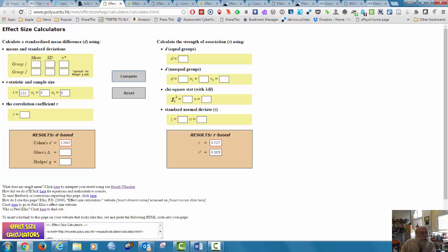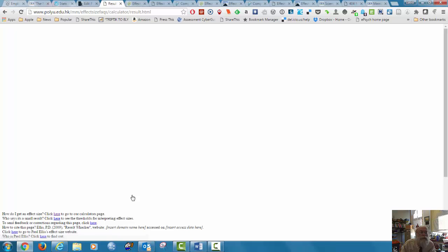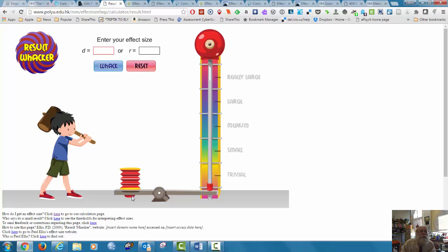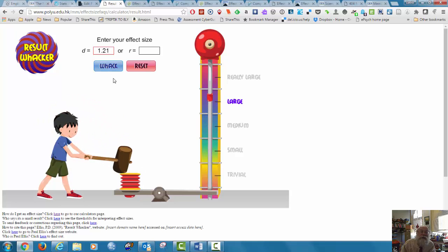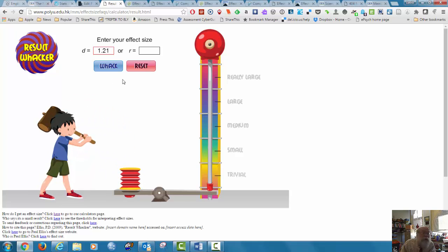What's neat here is you can find out what this means. You can go to the results whacker, and you would enter in your value of the d. I'm going to use the 1.21 as an example, and I whack it, and that's telling me that's pretty large. I love the graphic. Or if you knew the value of r, notice that's r, not r squared, you could put r in there, and it would also give that to you.